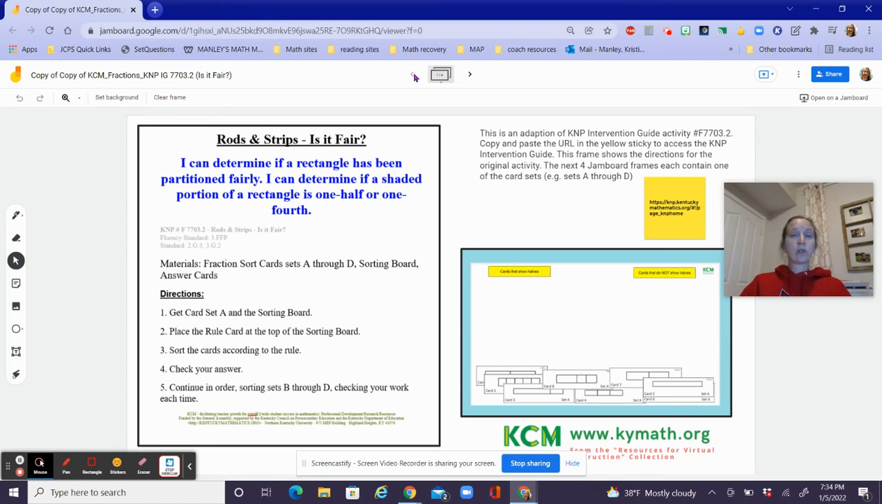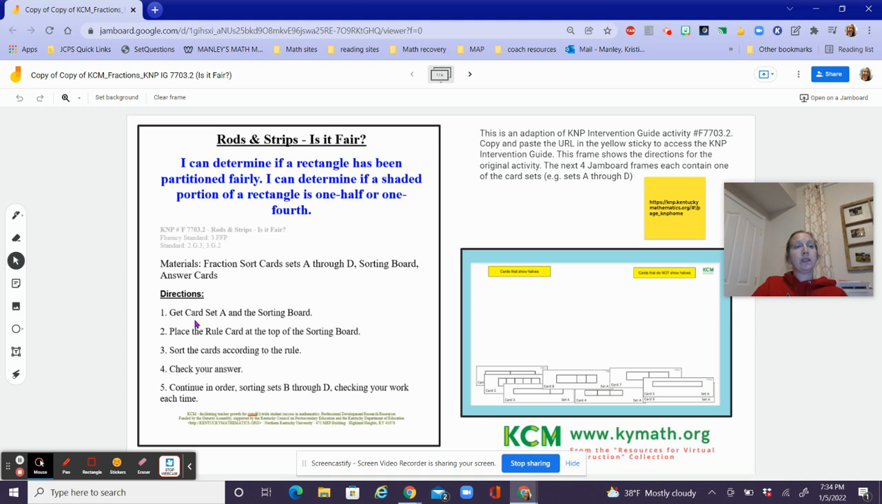Okay, so we're still working with "Is It Fair?" and working on math vocabulary, and it's still sorting, very similar to one of our other activities that we've done. So if you get the physical cards, here are the directions, very similar to what I'm getting ready to show you now on this Jamboard.